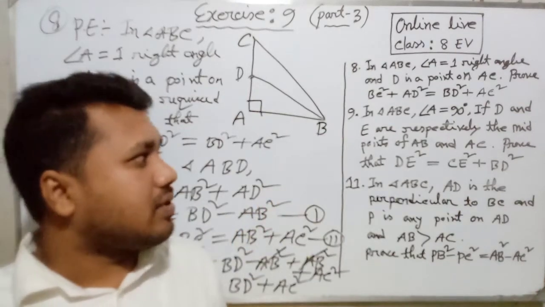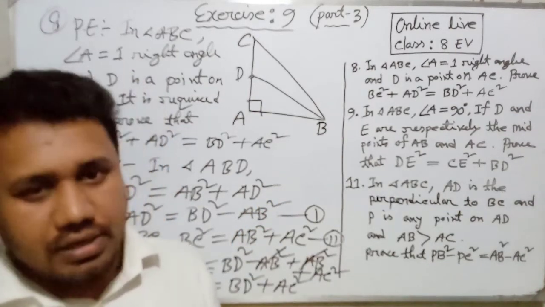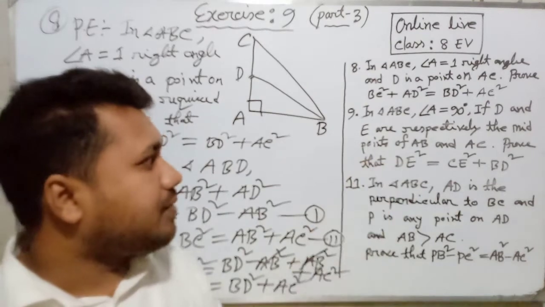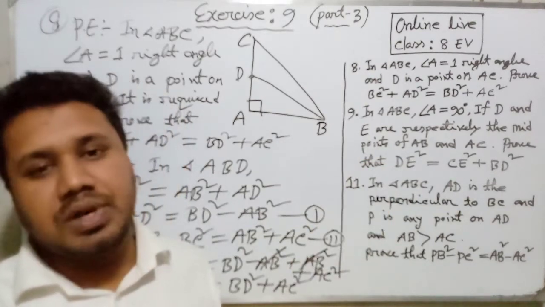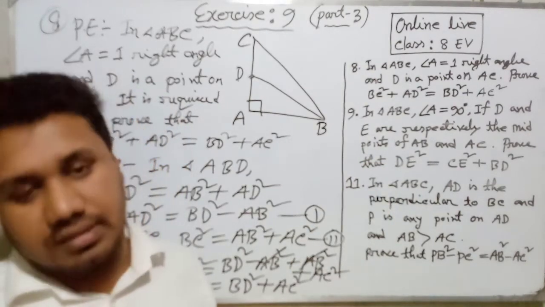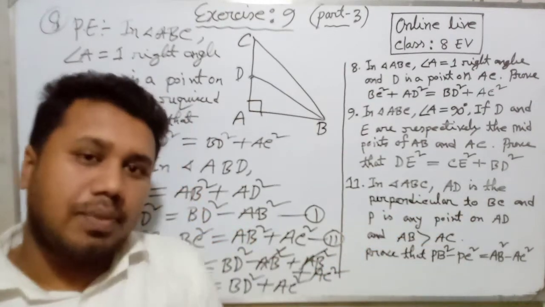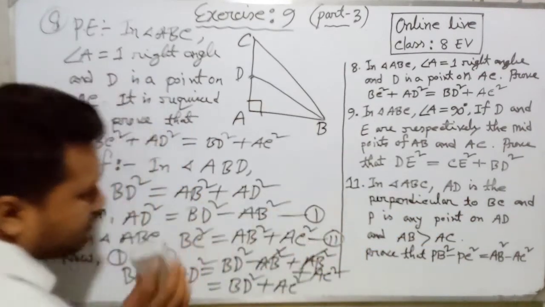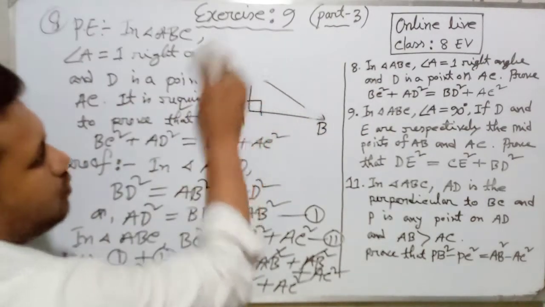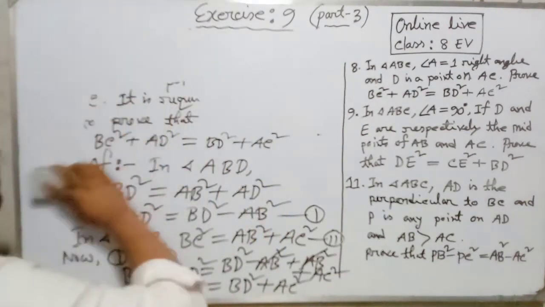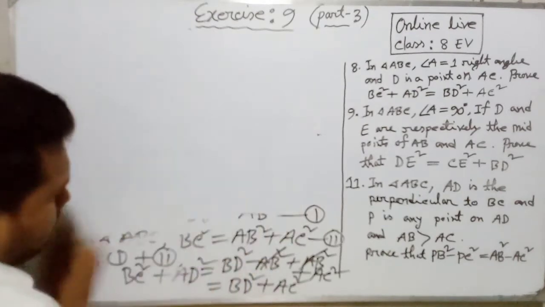In triangle ABC, angle A is again 90 degrees or 1 right angle. If D and E are respectively the midpoints of AB and AC, then we have to prove that DE square equals CE square plus BD square. So now dear students, at first we have to draw the figure.